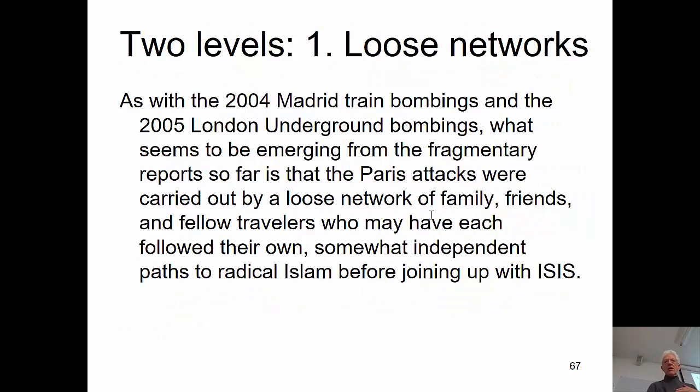And so I only have two more slides now. So the basis for the ontology of terrorism is going to be on two levels. On one level, we're talking about loose networks of family and friends and fellow travelers who become joined together by very strong bonds of social cohesion, which lead to ultimate sacrifices because they feel themselves part of a global jihad. They are very loose, but they are at the same time cohesive to an almost infinite degree.